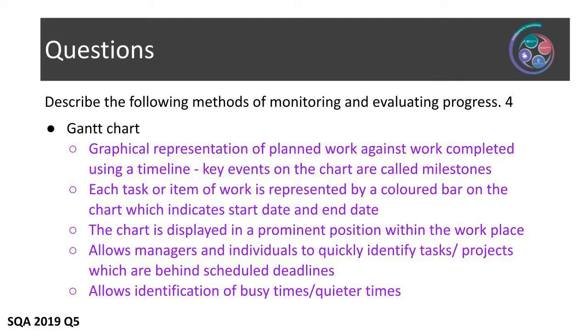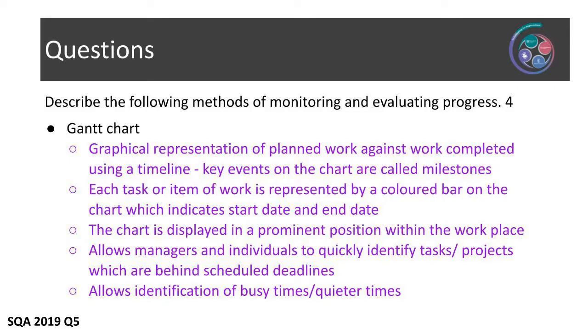of a Gantt chart. So graphical representation of planned work against work completed using a timeline, with the key events on the chart being called milestones, and milestones can be ticked off as we go. Each task or item of work is represented by a coloured bar on that chart, which indicates its start date and its end date. So we've got this idea of blocks of time being clearly marked and what work is being completed during that time.